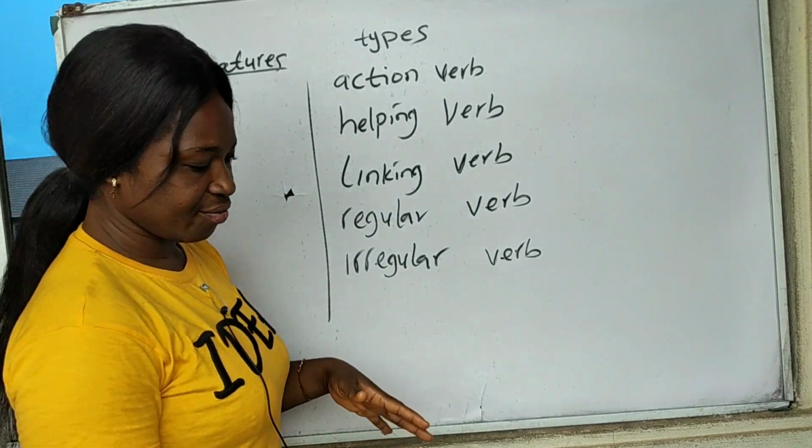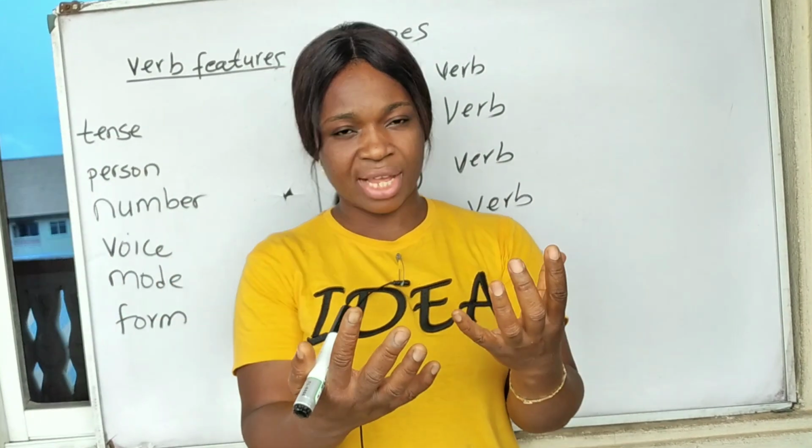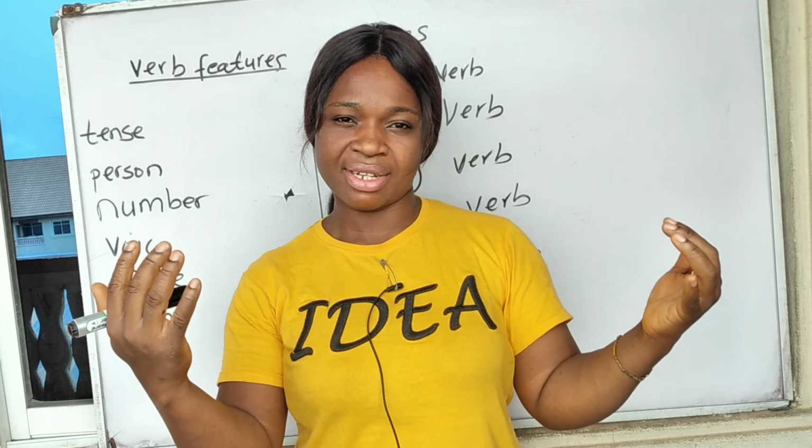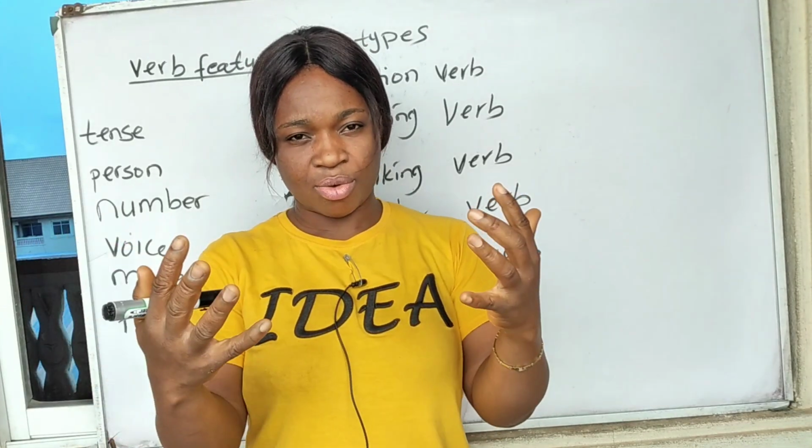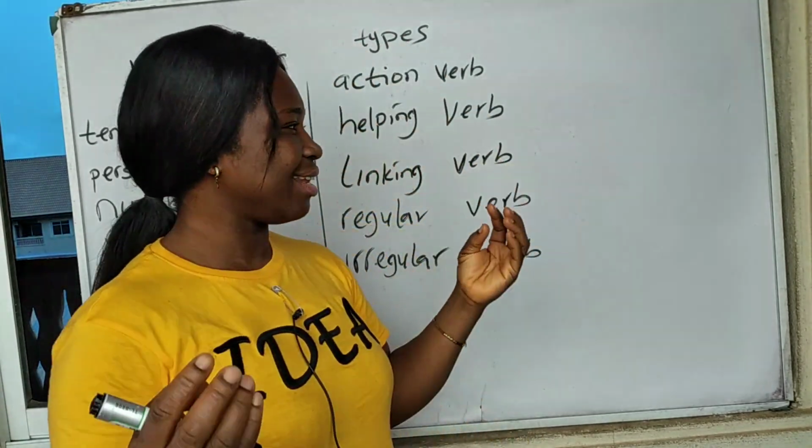Now we have the linking verb. As it sounds, it links, okay? It's a kind of verb that actually links another verb or an object or a noun, okay? It's about linking. What it does is link, all right?